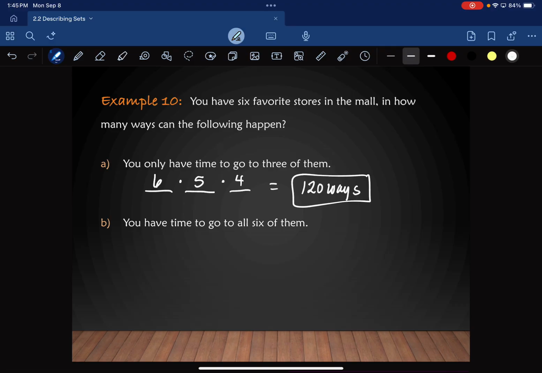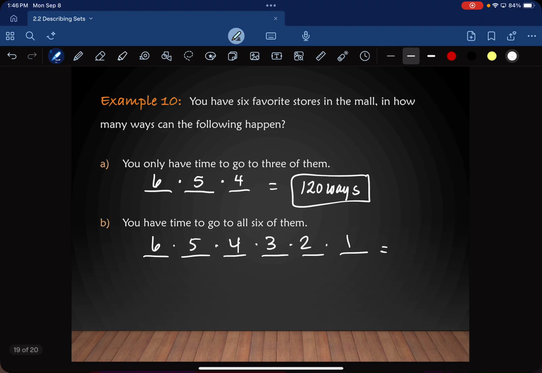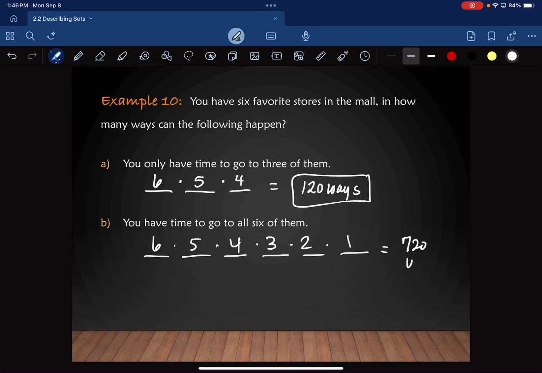But what if I have time to go to all 6 of them? Well, if there's 6 of them, it just means I have 6 blanks that I'm filling in instead. And what's going to go in my blanks? Yeah, I'm going to do this all the way down. We have seen this number, 6, 5, 4, 3, 2, 1. Does anybody remember or multiply quickly what that was? 720. There are 720 ways we can go to our favorite 6 stores.